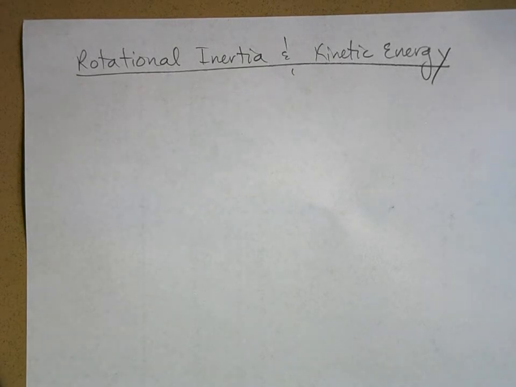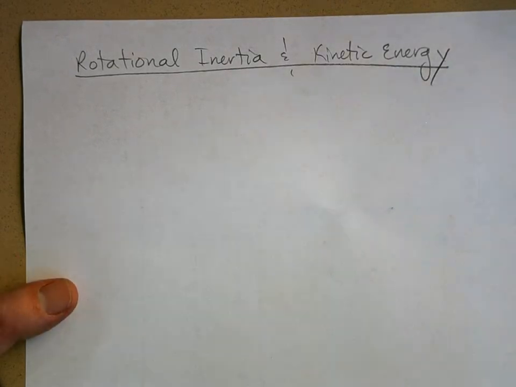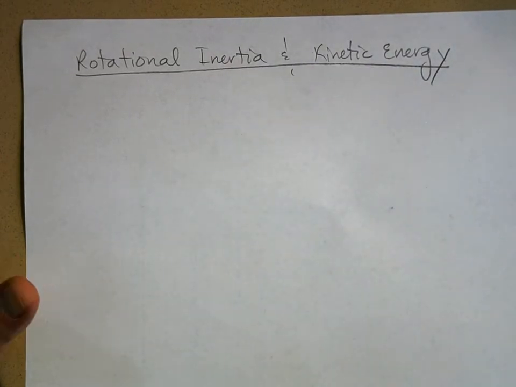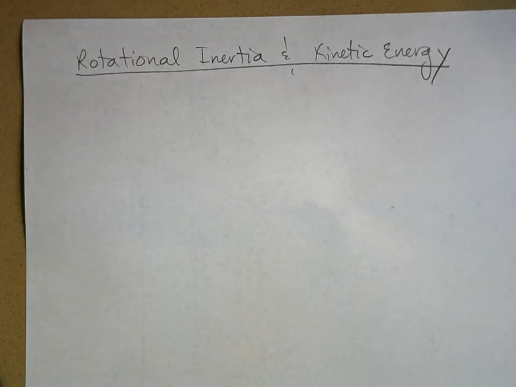We're going to develop a set of equations that describe how a rotating object contains kinetic energy. We're also going to develop the idea of rotational inertia, sometimes called moment of inertia, but I like to call it rotational mass. It serves the same function as mass does in our equations, but for rotating objects.